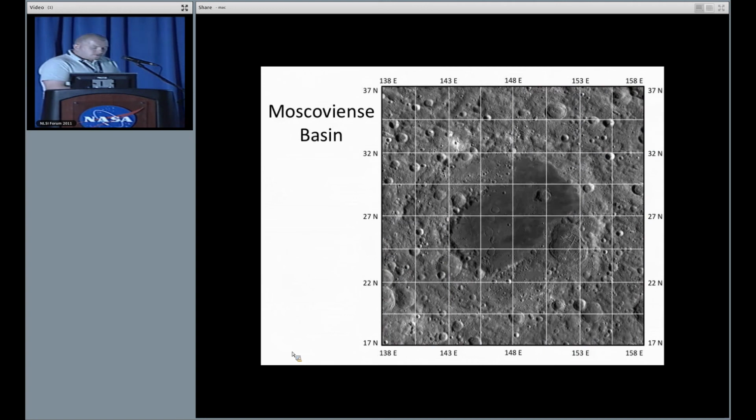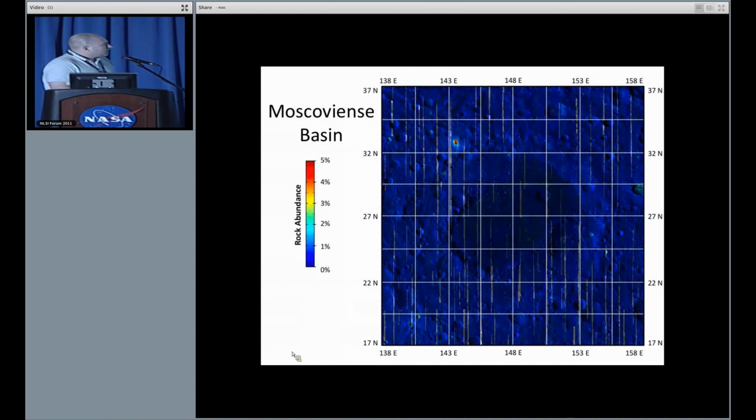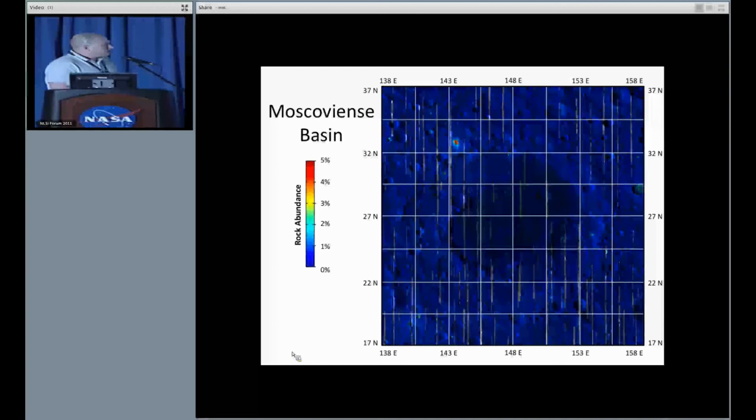I do want to spend a little bit more time on Moscovience Basin. Beautiful image from the WAC map. Moscovience Basin is, of course, interesting because of the unusual shape, has an unusually strong gravity anomaly, and has a large area of mare in the center of the basin. As far as rock abundance is concerned, it isn't particularly rocky. It looks pretty much like most of the moon does, and that means it's mostly fine materials.